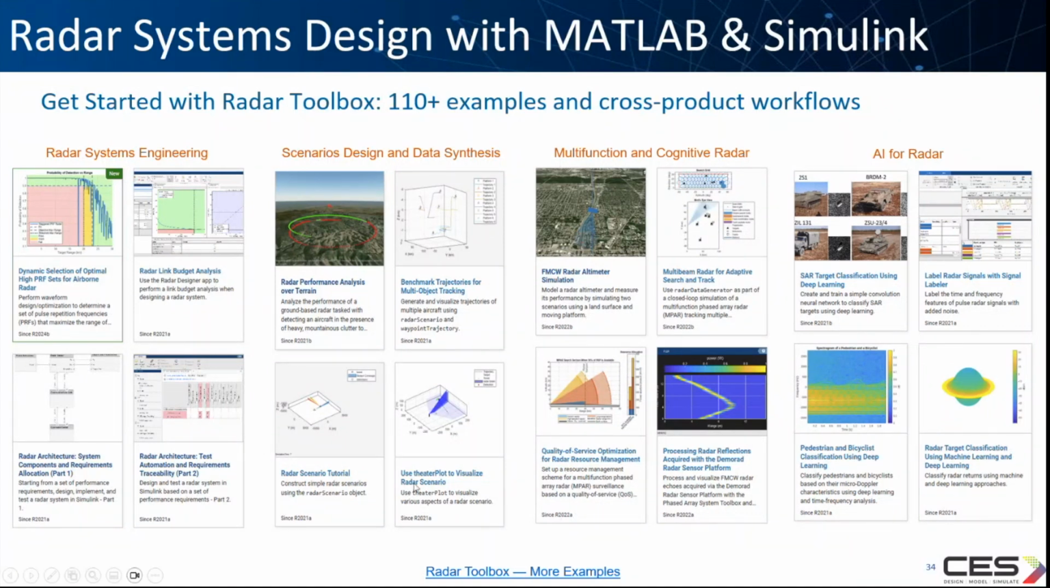These are reference examples that I recommend everybody use as a reference and customize. For multifunction and cognitive radar, there are many other examples. And AI for radar as well, including the application of AI for SAR target classification using a neural network, or also labeling signals ahead of feeding them into a neural network model.